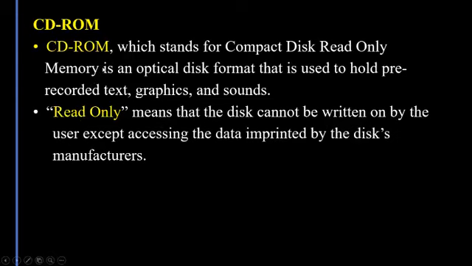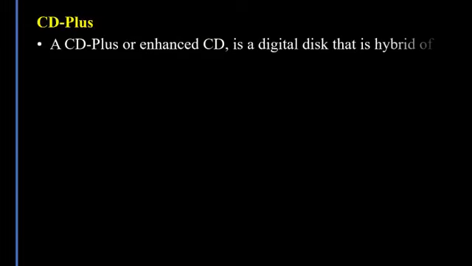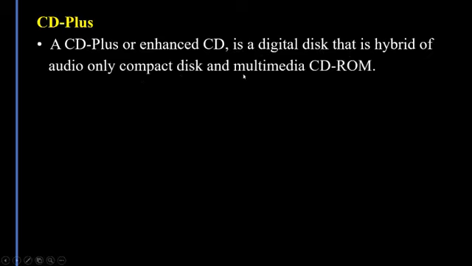But CD-ROM comes when it is written, so you can't write. You'll see the difference. But you have what they call CD plus or enhanced CD. Is a digital disc that is a hybrid of audio only, compact disc, and multimedia. We shall look at that. But this one was somewhat enhanced, which can do some video recording. But the other CD-ROM could not store some videos.